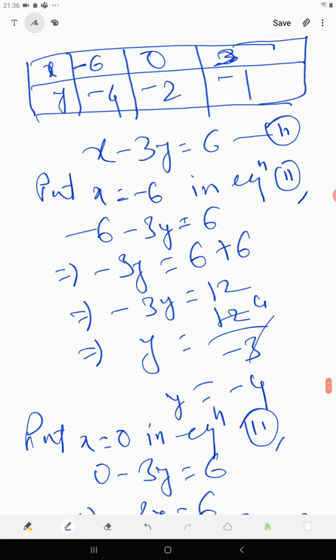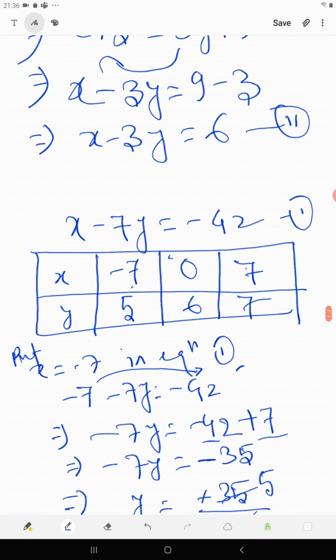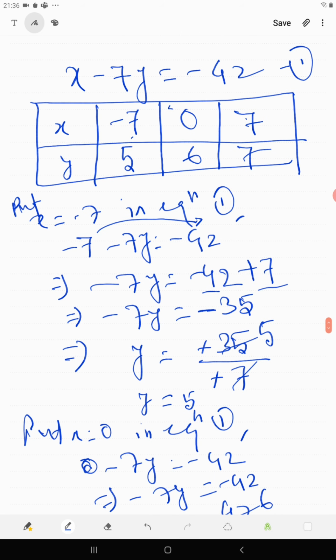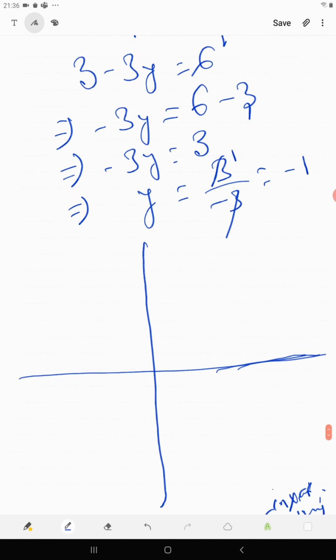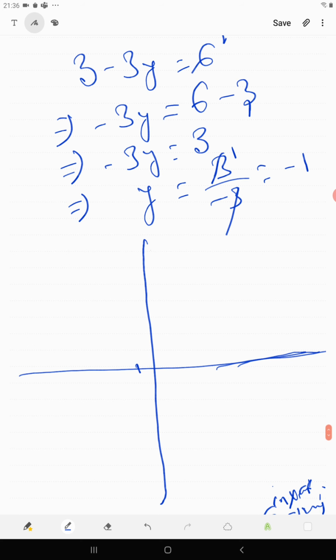Let's draw for equation 1. For equation 1, the first point is minus 7 comma 5. So minus 7 comma 5, I need to go: minus 1, minus 2, minus 3, minus 4, minus 5, minus 6, minus 7. So this is our minus 7. Now 5 units up: 1, 2, 3, 4, 5. So from minus 7 to 5, match it. You can see in the graph, this is minus 7 comma 5.